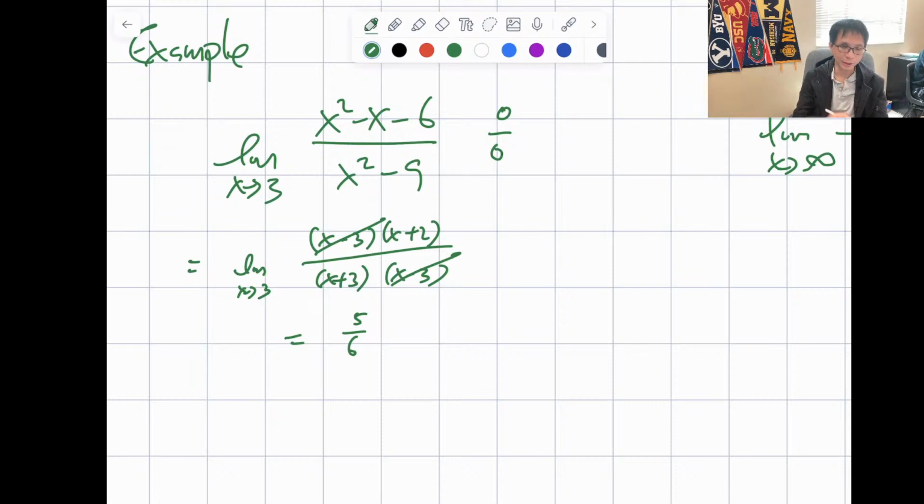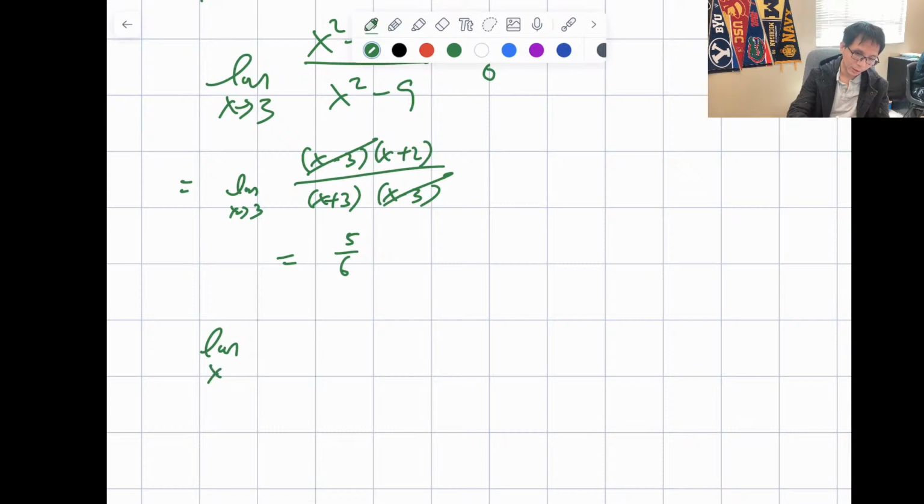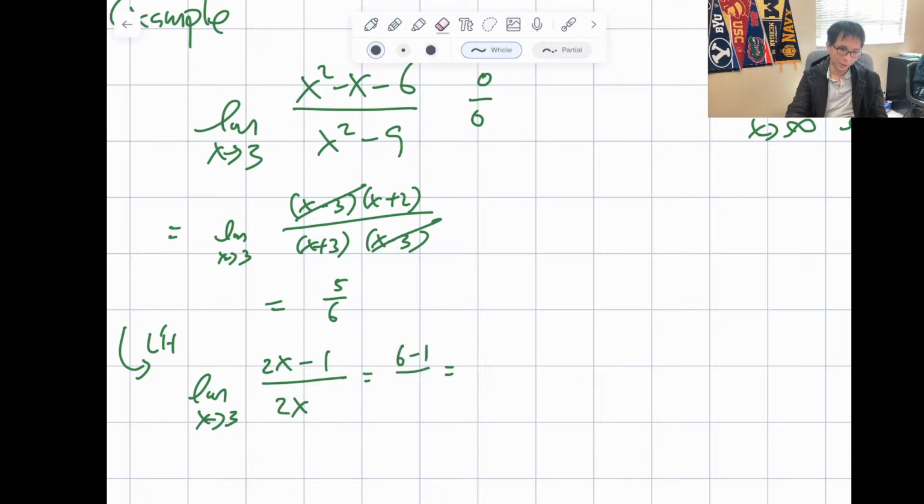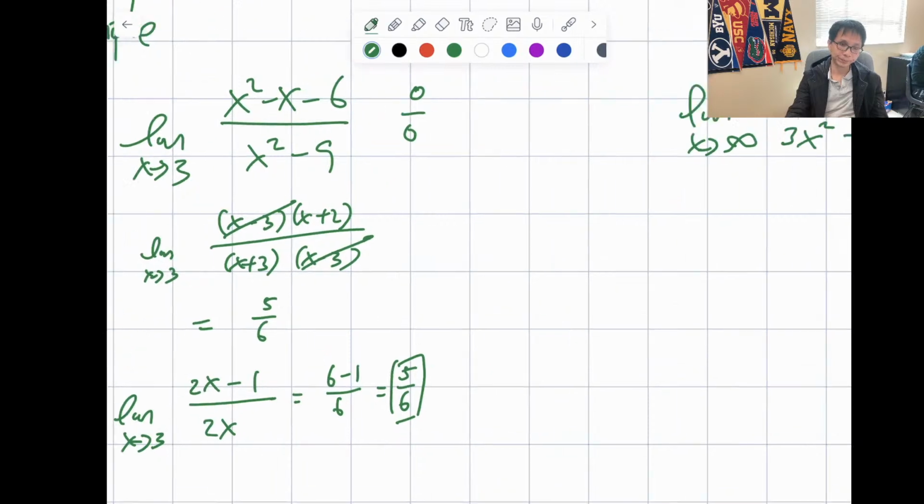Well, since it's 0 over 0, can I just take a derivative? Using L'Hopital, then that's going to give you 2x minus 1 over 2x. Now remember, you don't want to do L'Hopital if it's not indeterminate. So you plug in first. What am I going to get? 6 minus 1 over... 6, sorry. Can't count. That's equal to 5 over 6. So we got 5 over 6 using the L'Hopital rule. Fairly easy.